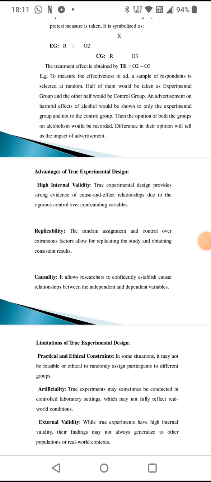Again, coming to the advantages and disadvantages of your true experimental design. They have high internal validity, replicability, and causality. High internal validity: true experimental design provides strong evidence of cause and effect relationships due to the rigorous control over confounding variables. Replicability: the random assignment and control over extraneous factors allow for replicating the study and obtaining consistent results. It allows researchers to confidently establish causal relationship between the independent and dependent variables.